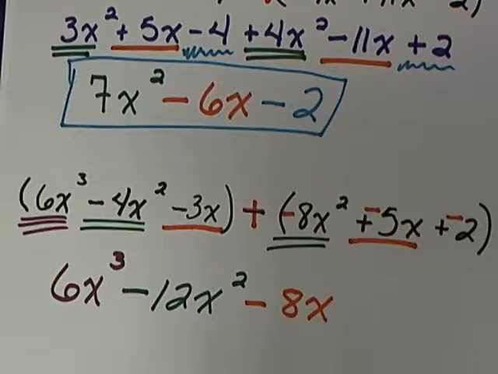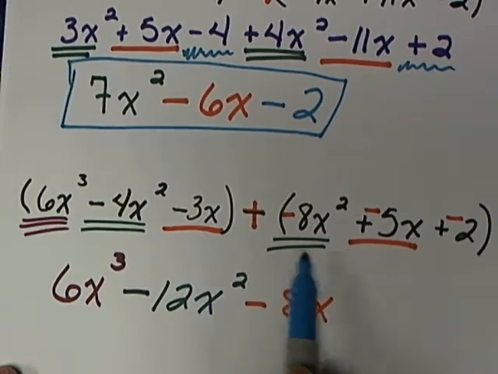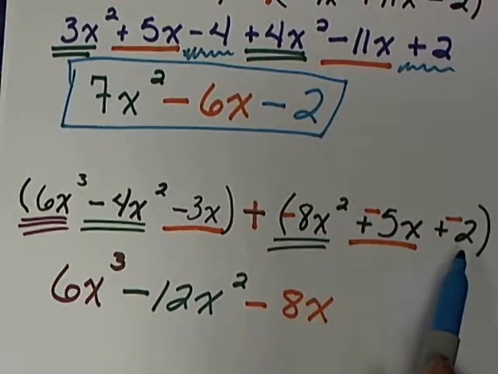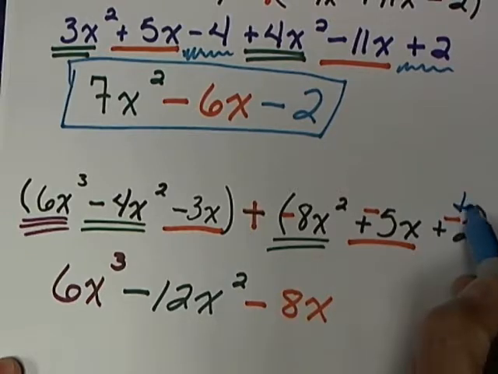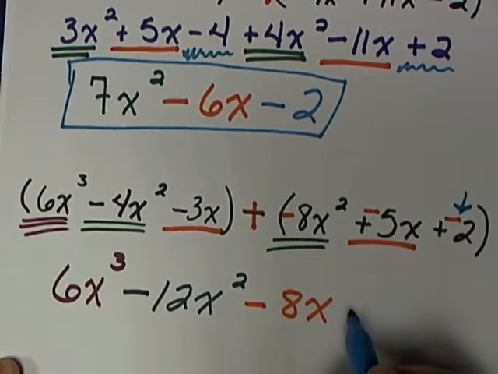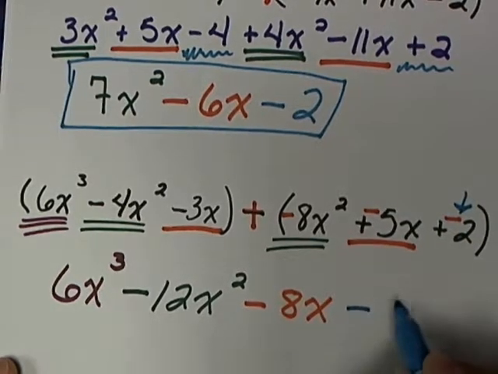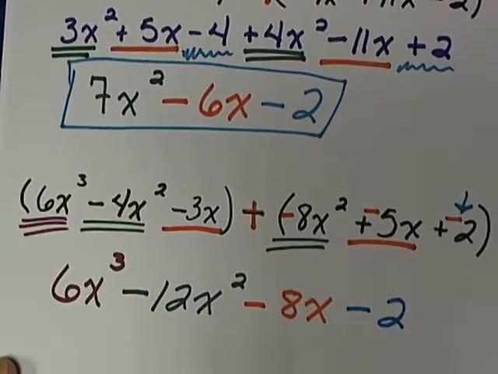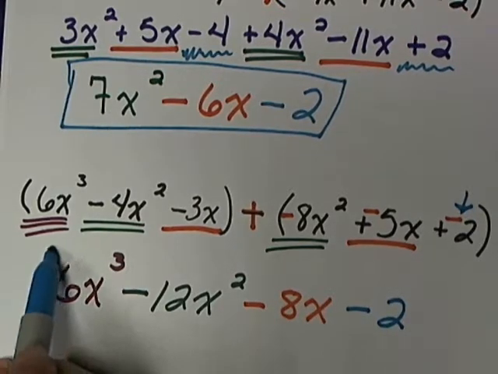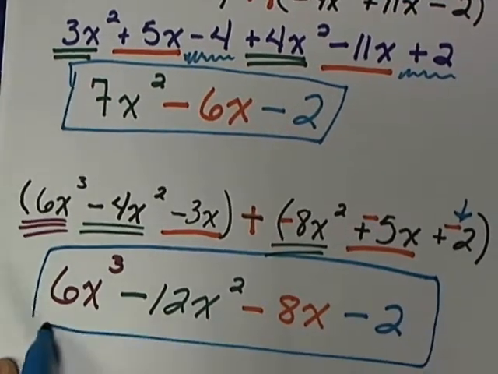But then don't lose your constant. The caboose has got to come along. Well, there's no constant over here. Well, that's all right. It comes along just like the 6x cubed did, but don't lose the sign on it. It's a negative 2. So you can either put plus a negative, or I just call that subtracting 2, because adding a negative is the same thing as subtraction. And here is my polynomial result.